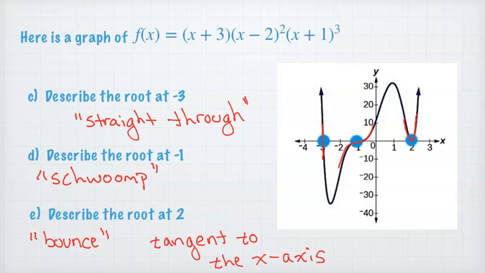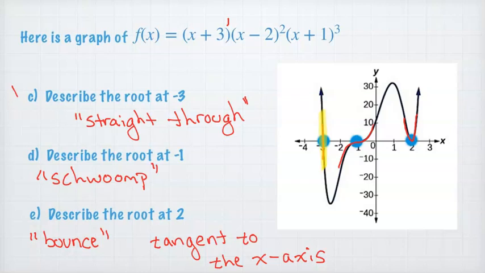When you're looking at this graph, you're going to say, well, is the graph going straight through? Is it schwumping? Is it bouncing? The way you can know that is the multiplicity of the factors. So if I'm looking at each one of these factors, x plus 3 has a multiplicity of 1. It's only repeated once. And that means that at that root, that -3, whatever makes that factor 0, is just going to go straight through. Multiplicity of 1 goes straight through.